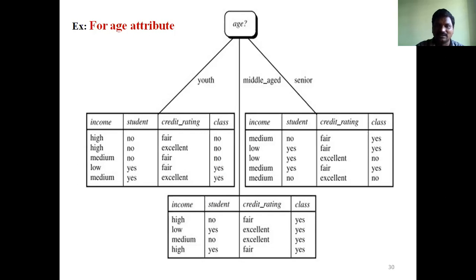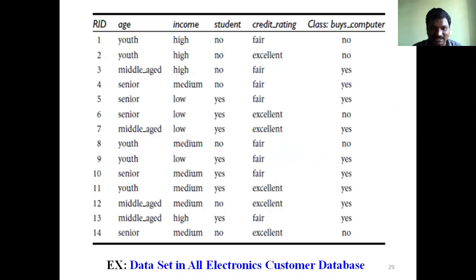If you have a doubt about why I am taking age first, I can explain that later. I am taking age first. Is it youth, middle age, or senior? For youth, there are 5 different rows. For the middle age person, 4 rows are there. For the old age person, 5 rows are there. Totally 14 rows, divided in this way.